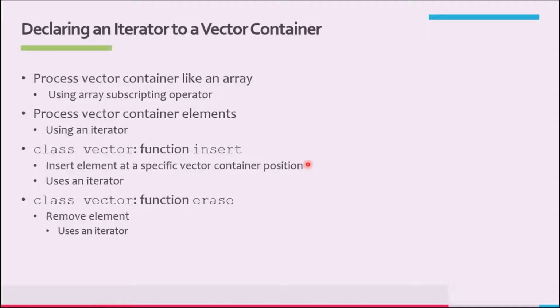To make element insertion convenient, the class vector provides the function insert to insert elements at a specific position in a vector container. However, to use the function insert, the position where to insert the elements must be specified by an iterator. Similarly, the function erase, to remove an element, also requires the use of an iterator. So this section describes how to declare and use an iterator on a vector container.